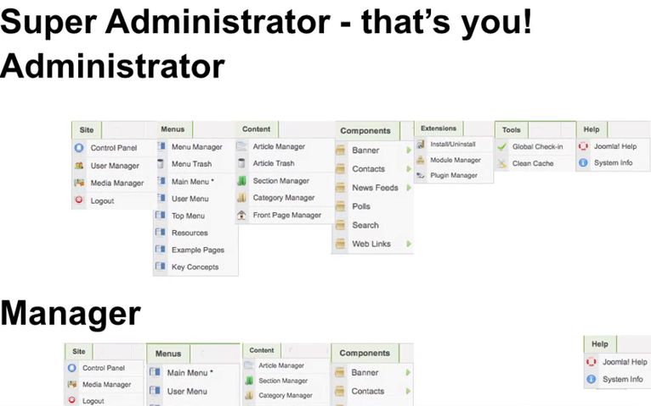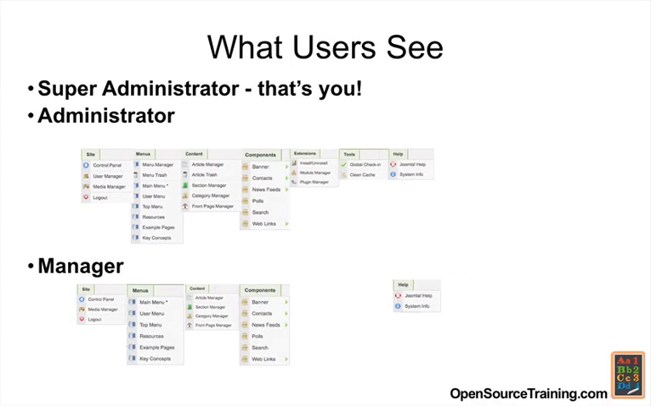Here's what users see. The super administrator and administrator see that top level: site, menus, content, components, extensions, tools, and help. The only thing an administrator does not see that a super administrator sees is the global configuration. A manager, on the other hand, doesn't have access to Module Manager, Plugin Manager, nor the ability to install extensions of any kind, and doesn't have access to the Tools menu.